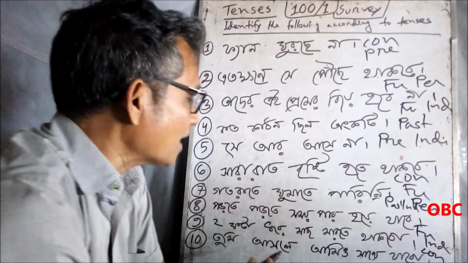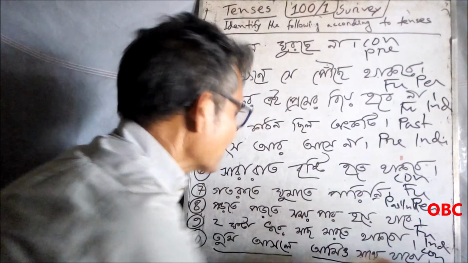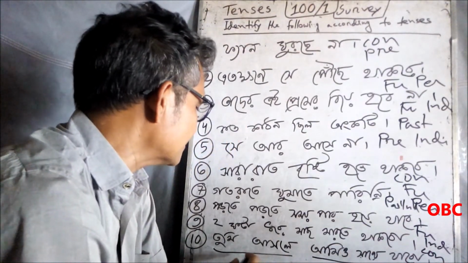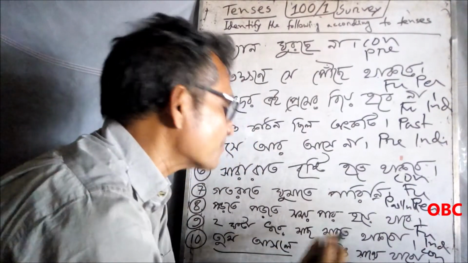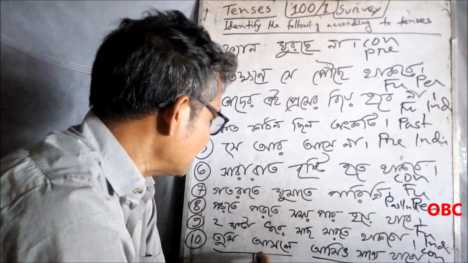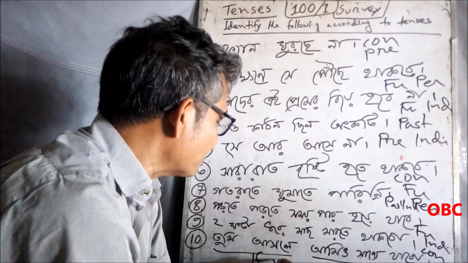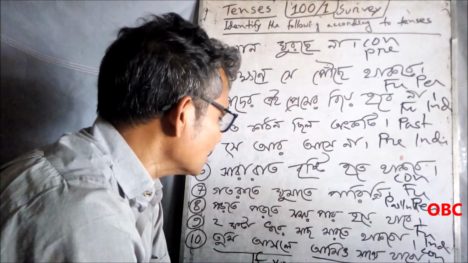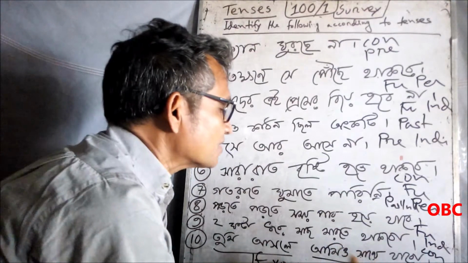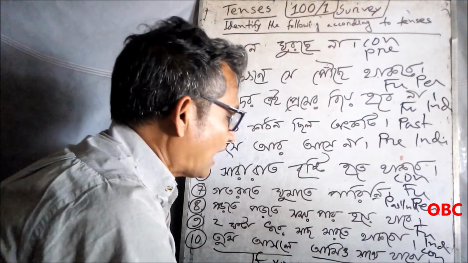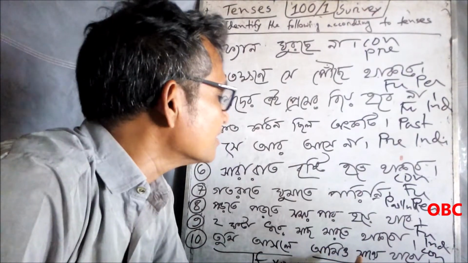Number 10, "তুমি আসলে আমিও সাথে যাব". So there are 2 parts here. "তুমি আসলে", this is future tense. "আমিও সাথে যাব", this is also future tense, but there is a problem. You have to write "if". When you use if, it becomes present indefinite tense. If you come, so this is present indefinite tense. This part, I'll go, is future indefinite tense.